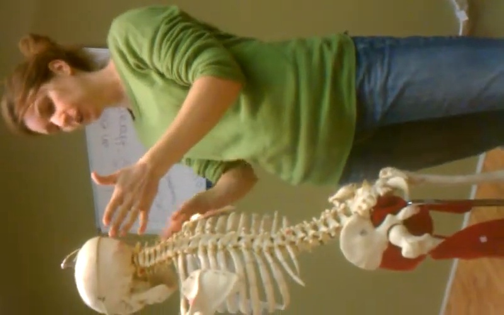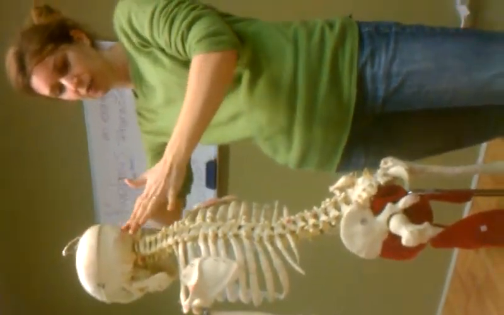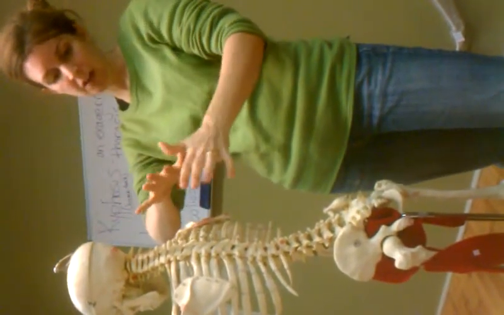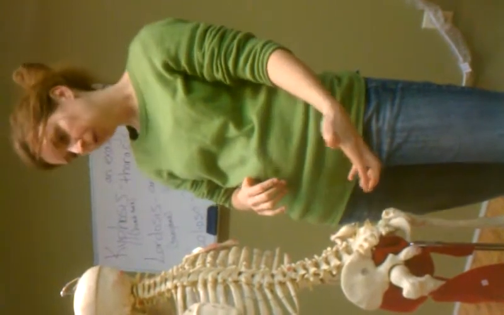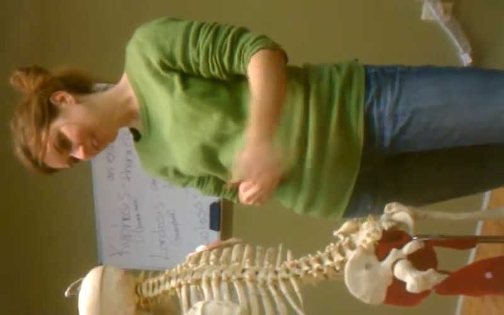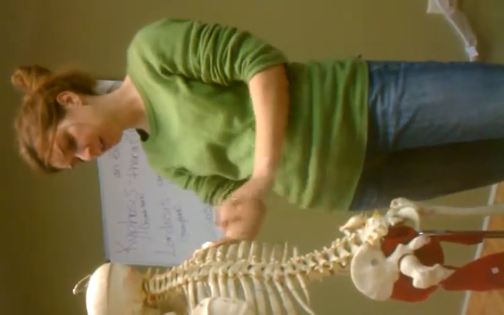The cervical region has an anterior curve, thoracic region posterior, lumbar curve anterior, sacrum posterior. And I think that's it with the vertebral column.